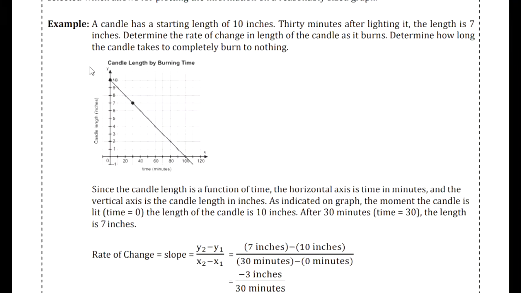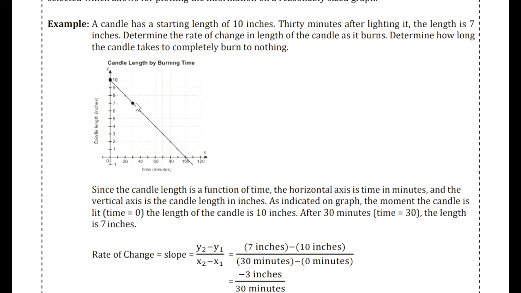The graph shows two data points as the candle burns. At time equals 0, when the x-axis is 0, we see the candle is 10 inches tall. The y value is the length of the candle. Then at 30 minutes, when we come over to 30 on the x-axis, the y value is now 7. That is the data point that corresponds to 30 minutes later when the candle is 7 inches tall.